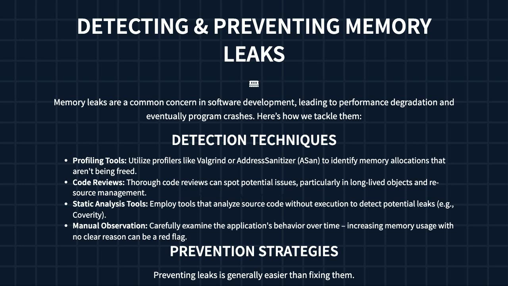Code reviews are also super important. A fresh pair of eyes can often spot issues you might miss. Static analysis tools can even scan your code before you run it to catch potential problems. And sometimes, just carefully watching how your app behaves over time, noticing memory usage steadily increasing without any obvious reason, can be a clue. Now let's talk about preventing leaks in the first place. RAII is a fantastic technique where resource management is tied to an object's lifetime.